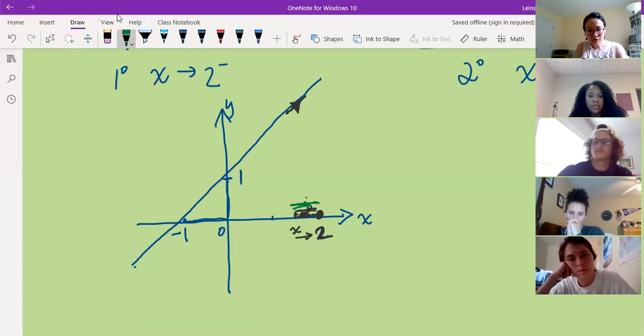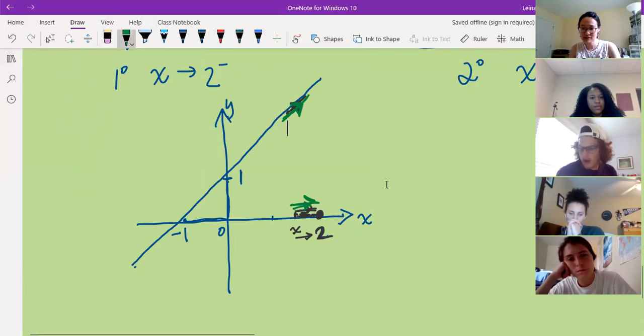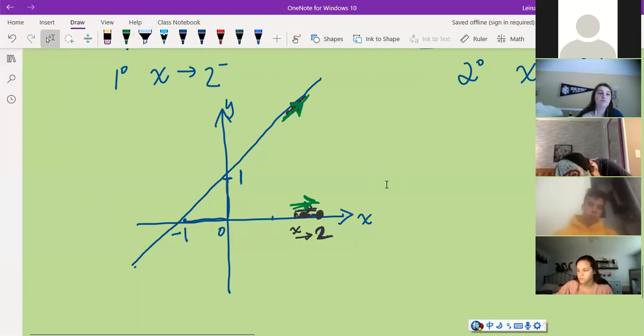As X is going to the right, getting close to 2, my point should be going upwards on the line, right? Does that make sense? If you see the graph? But even though they're going up, they can't go all the way up, right? They should be getting close to a point. Where is that point that they're getting close to? Can somebody annotate the point on my graph?